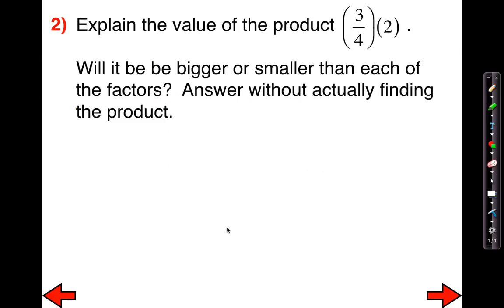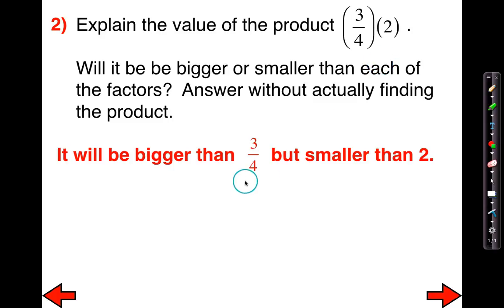Number 2, explain the value of the product 3/4 times 2. Will it be bigger or smaller than each of the factors? Answer without actually finding the product. Well, I take this as 3/4 times 2, as I'm going to repeat 3/4 2 times. Now, if I take 3/4 and I repeat it 2 times, of course, I would expect the answer to be bigger, okay, because I'm taking 3/4 and I'm repeating it twice. So that is definitely going to give me more than 3/4.